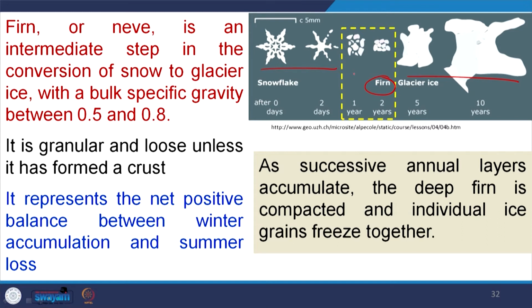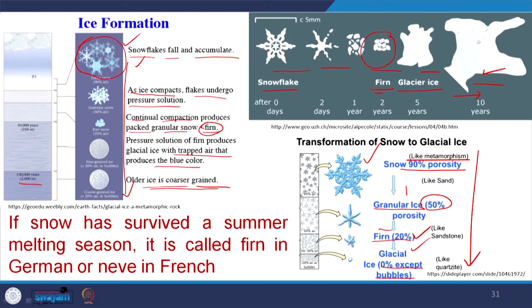So, as successive annual layers accumulate, the deep firn is compacted and individual ice grains freeze together. So, we are creating a glacier ice sheet there. This transformation process from snowflakes to glacier ice takes about 10 years or so. That is the initial stage, 10 years, but if you are talking about the Antarctic ice sheets, the permanent ice caps, if you are getting 250 meters of ice sheet, it takes 10,000 years.